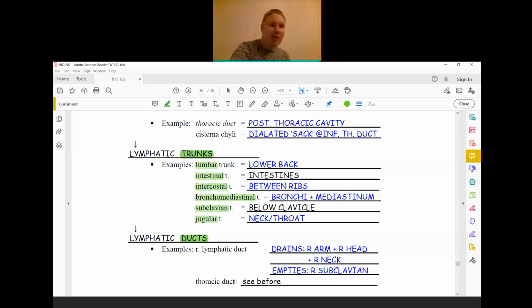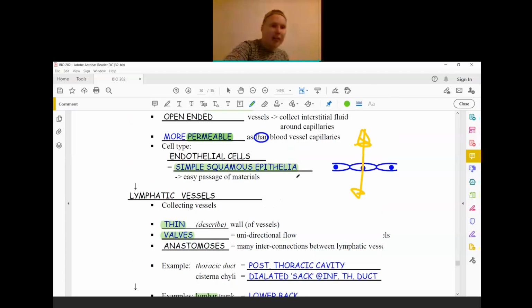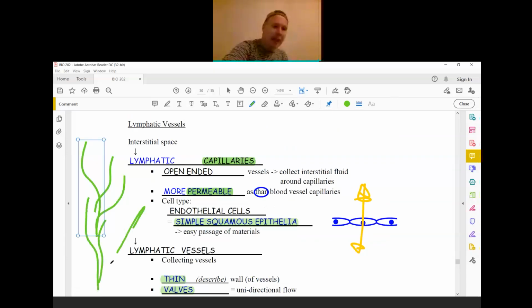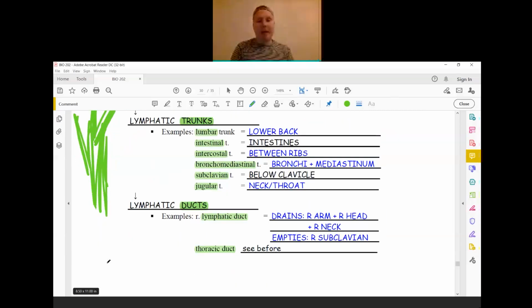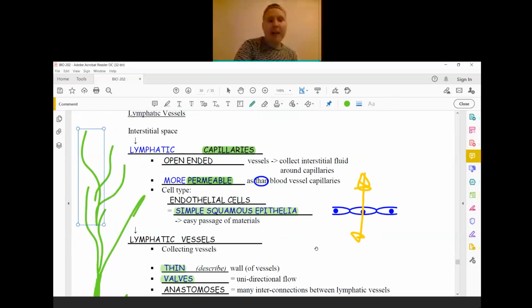So if you want to relate these to each other, just like we did with the blood vessels, you would see that the capillaries were the smallest vessels. And once multiple capillaries join together, we end up with a trunk. And once multiple trunks join together, we end up with our ducts. So it's going bigger and bigger and bigger. And then eventually they dump all of their contents to the blood vessels by the heart.